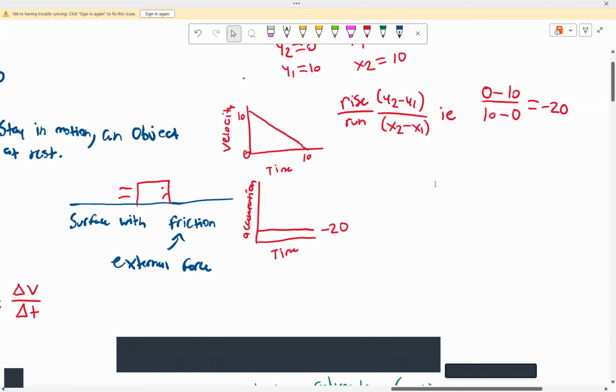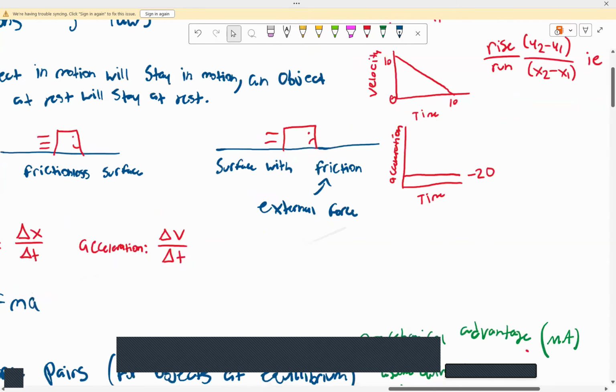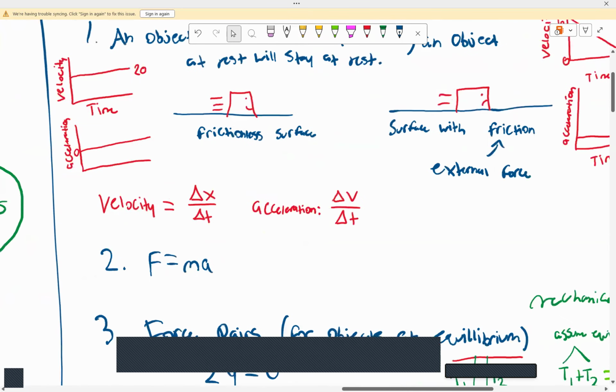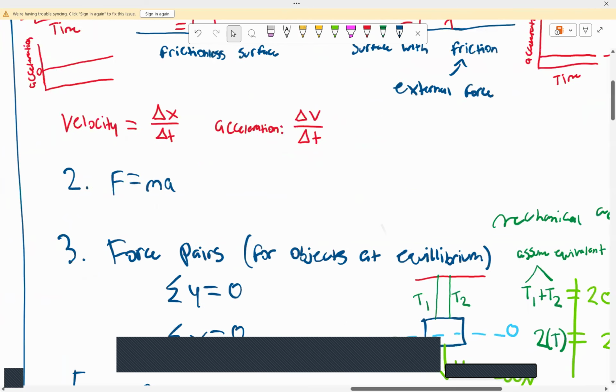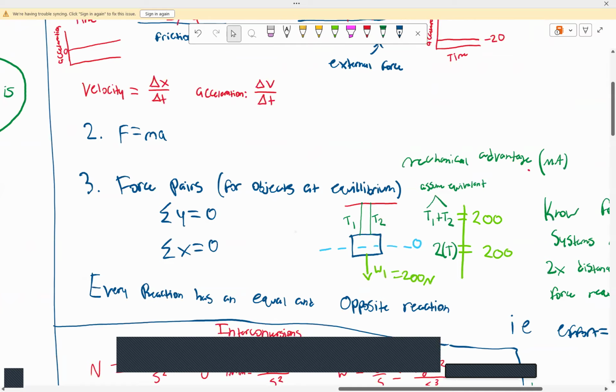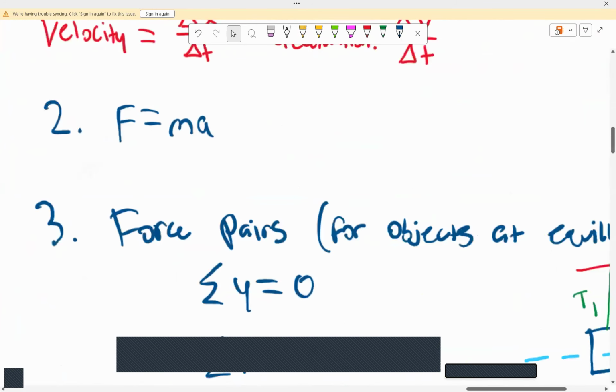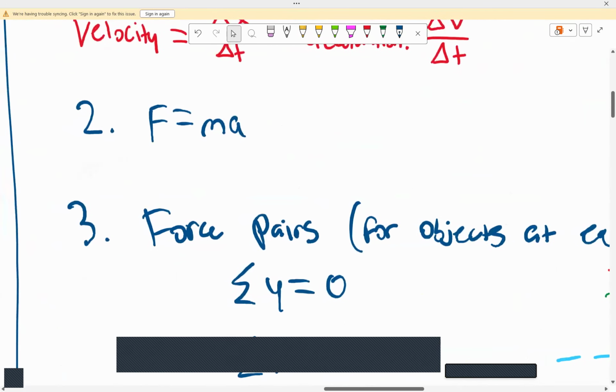Remember, acceleration is delta v over delta t, and velocity is delta x over delta t. And then the second law is force equals mass times acceleration. This is especially important for electrostatics as well, in my opinion, or electromagnetism, not statics.